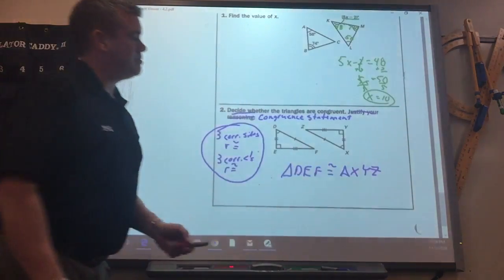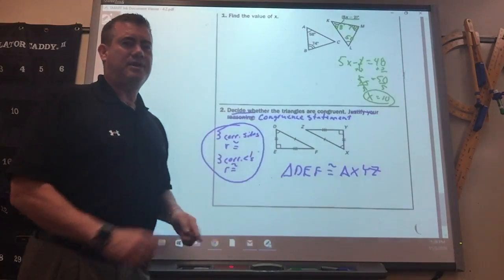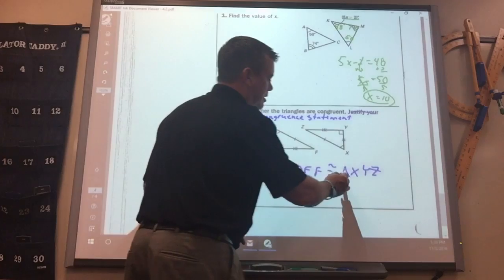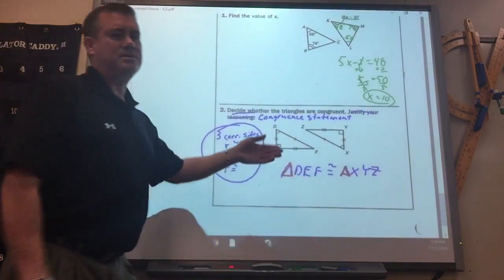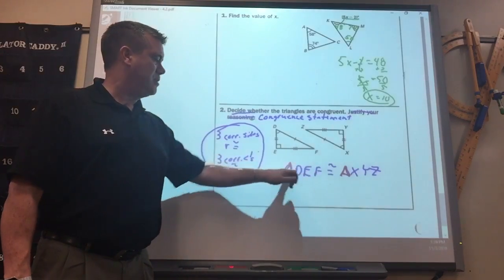Now, just to point out, on the test, when we're doing these congruent statements, if they're triangles, you do got to label it triangle. Don't just put 3 letters, because in geometry, 3 letters represents a plane. So you got to put that it's a triangle.